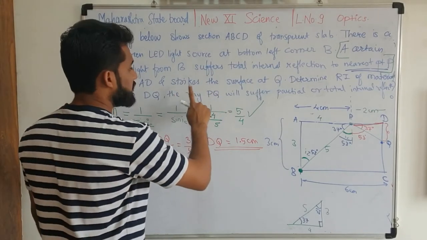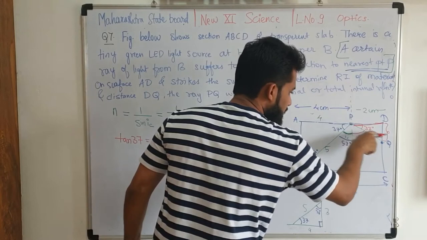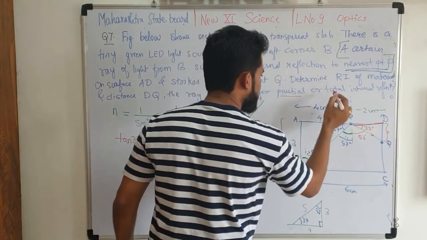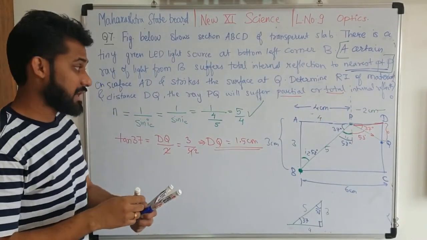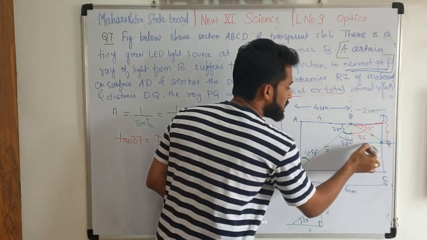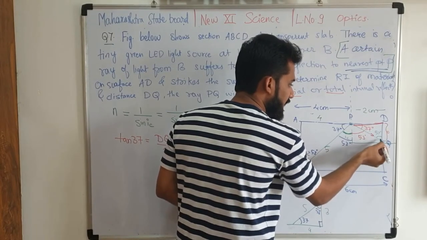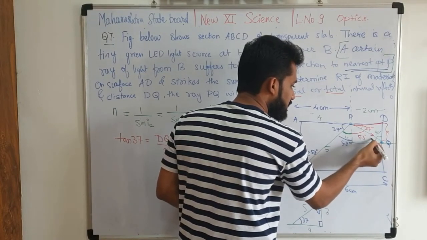And the last question is whether this PQ ray, which is traveling from glass towards air, will suffer partial or total internal reflection. For that, we need to check what its angle of incidence is. What is the angle of incidence? See, this is normal. This is 37, so this angle will be 53. And this is 53, so this angle will be 37.